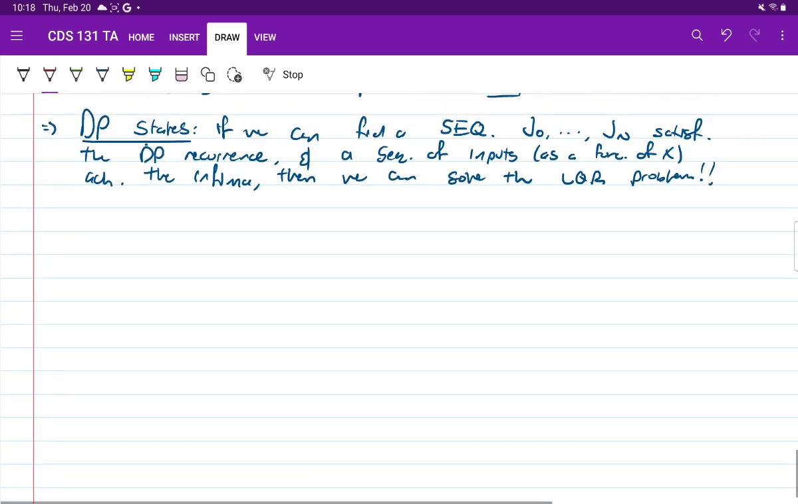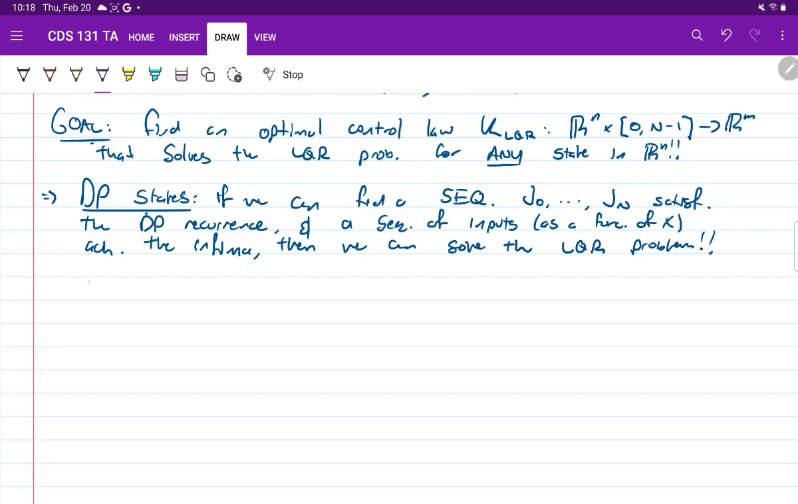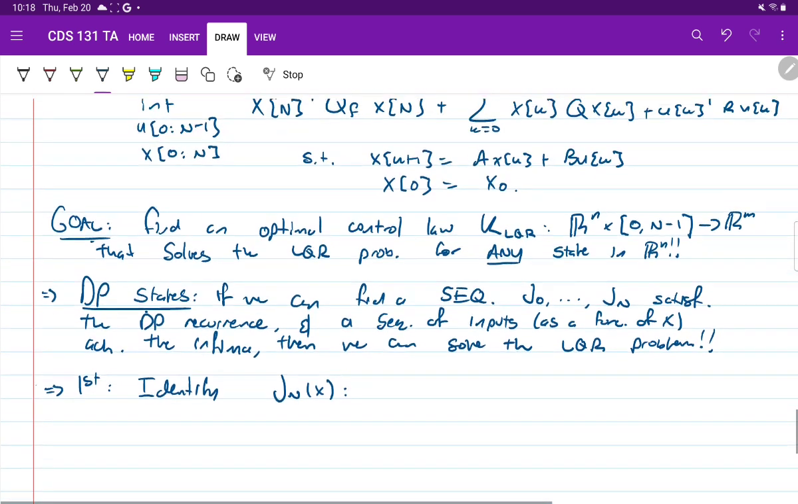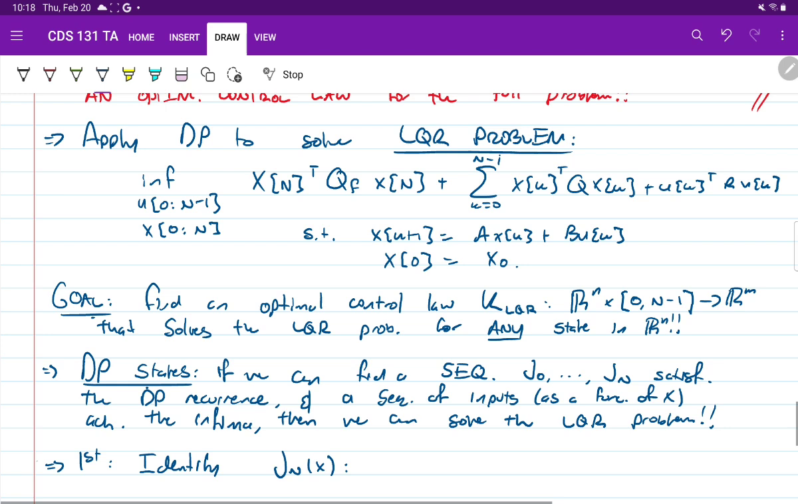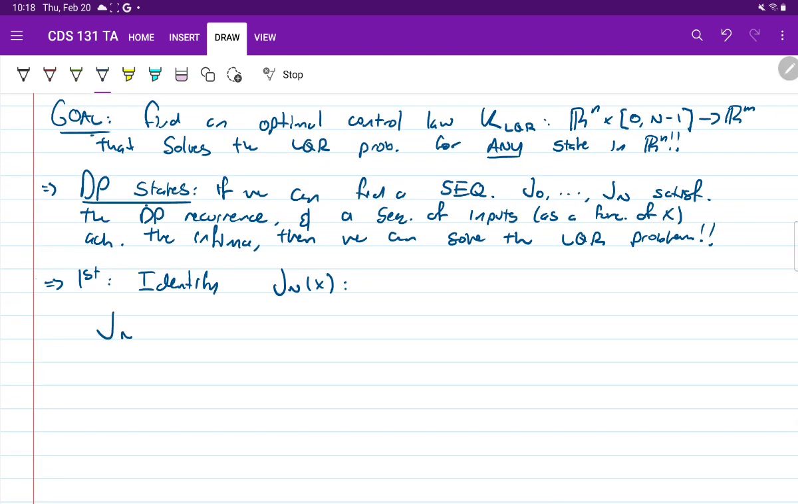So what we want to do first is identify what J_N of x is. Our optimal cost to go, starting from time N, is just going to be the terminal cost. So right away we see that J_N of x is nothing more than x transpose Q_f times x. This is just our terminal cost.